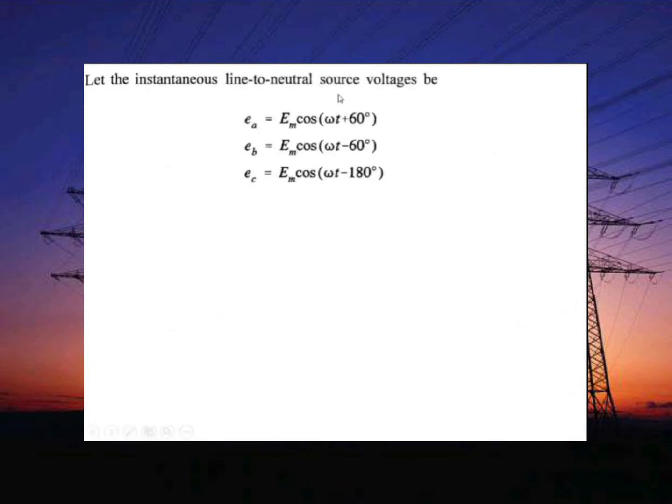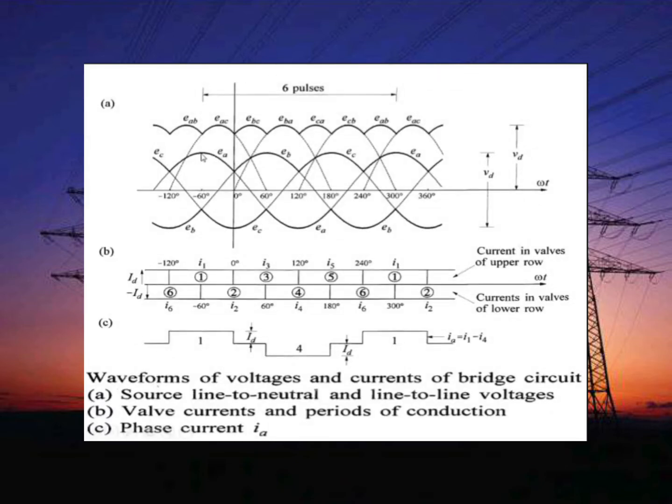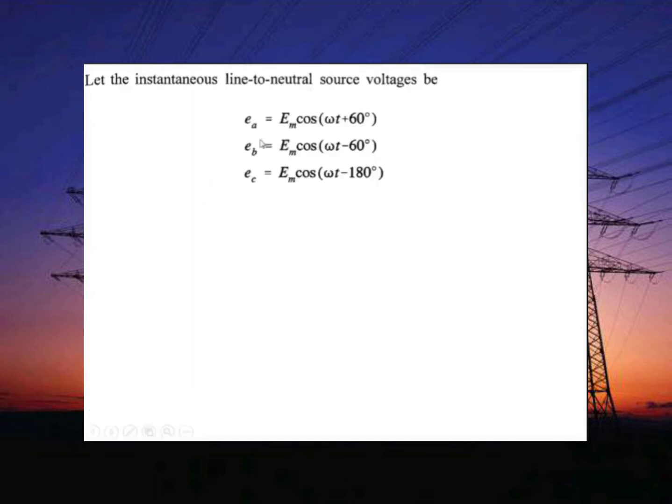Let the instantaneous line to neutral source voltage be EA equal to Em cos(omega t plus 60). Why do we take omega t plus 60? Because EA peaks here, at minus 60 degrees, so when we take the cos term it becomes plus 60. The B phase is 120 degrees apart, so EB is equal to Em cos(omega t minus 60), and EC is equal to Em cos(omega t minus 180). Em is the peak voltage.